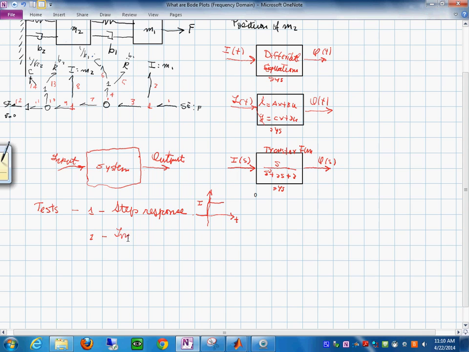That is another test. And my input signal is going to look like a spike in here. I instantaneously put an input in here, and then I try to find out what the output is. So this is t, and this would be the input here. But I'm going to do test number 3. This is going to be a frequency response test.